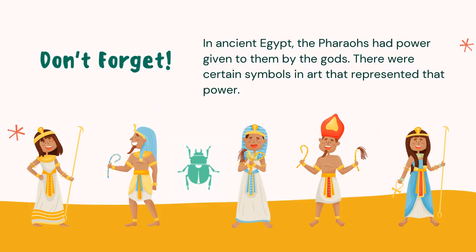In summary, pharaohs were the kings and the most powerful people in ancient Egypt. They showed everyone their power and connection to the gods through various symbols in art and dress. These included hieroglyphs, the ankh, the uraeus, the nemes, scarabs, the was scepter, and the crook and flail.